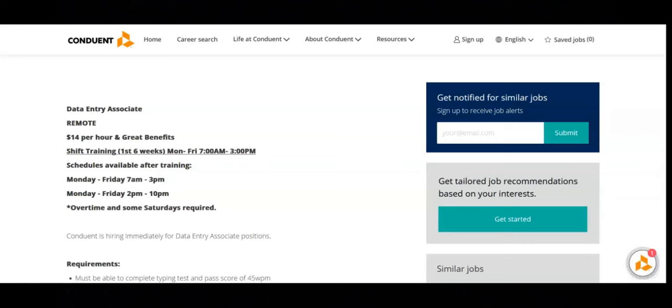The shift training for this job will take place during the first 6 weeks, and it'll be from Monday to Friday, from 7 a.m. to 3 p.m. The schedules available after training will be Monday to Friday from 7 a.m. to 3 p.m. and Monday to Friday from 2 p.m. to 10 p.m. For this job, you will be required to work overtime and some Saturdays. The pay for this job is $14 per hour.